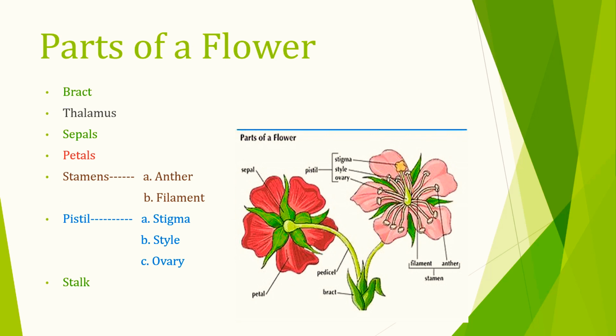Parts of a flower, they are bract, thalamus, sepals, petals. Stamens consist of anther, filament. Pistil consists of stigma, style and ovary, and lastly the stalk.